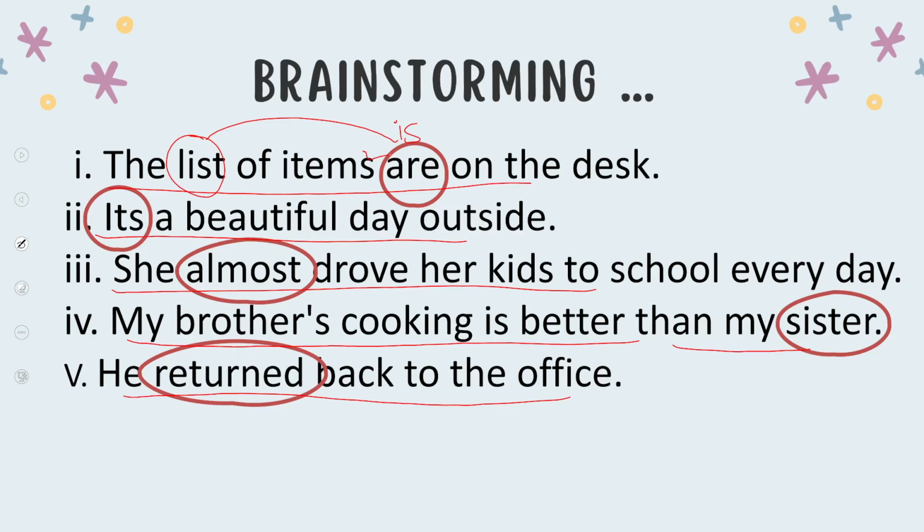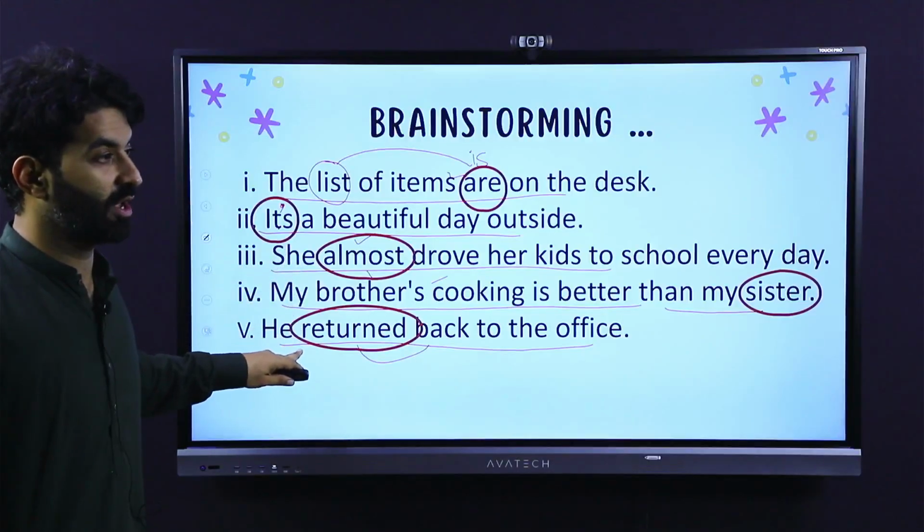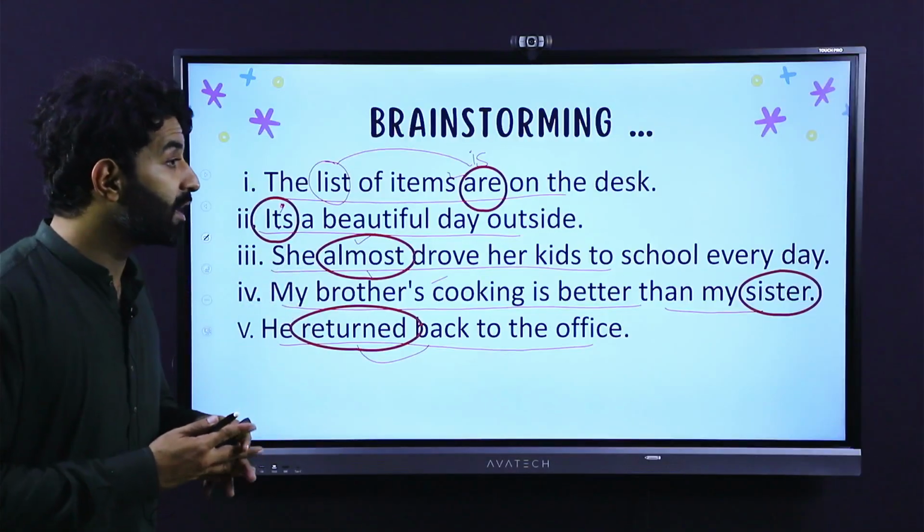And it's a beautiful day. There should be an apostrophe over here. She almost drove her kids to school every day. Now, this modifier is placed incorrectly over here. My brother's cooking is better than my sister. Now, the comparison is wrong. He returned back to the school. There is redundancy, repetition, returned back. It is conveying the same message with these two words. One should be eliminated. So all these mistakes, as you can see over here, why are we making them?